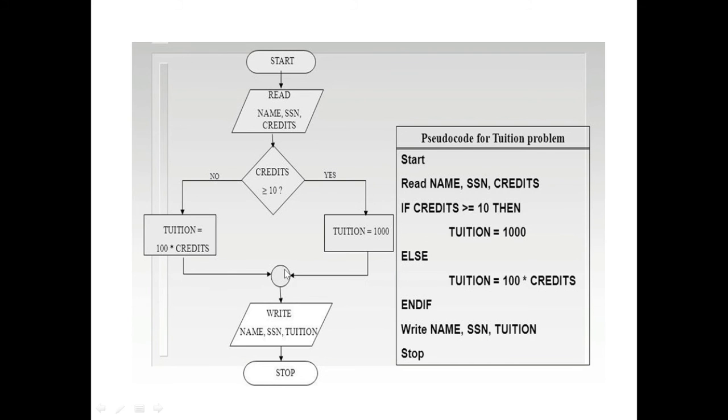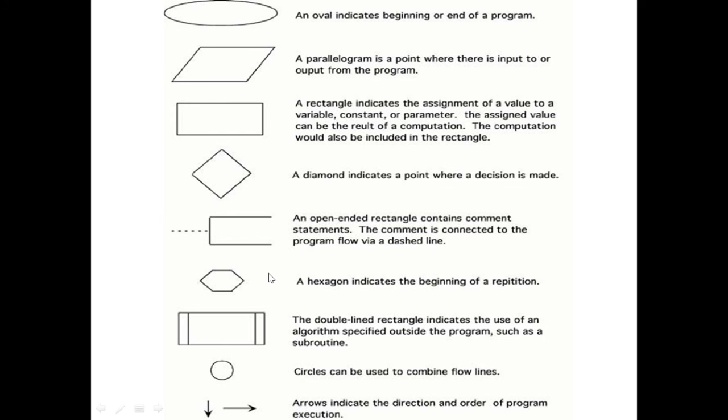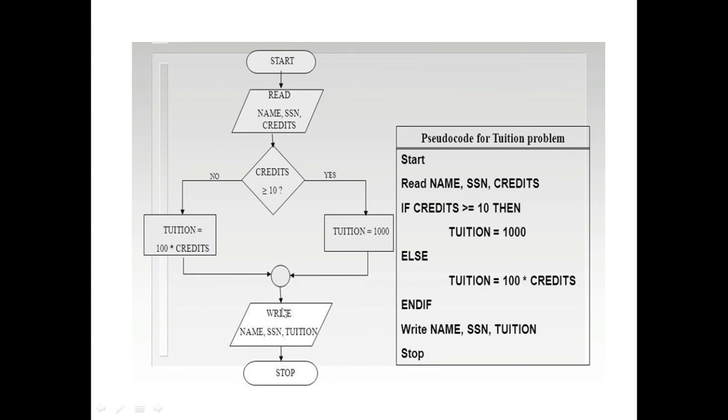And then we have reached a circular block, which is just a summation of the courses of action. This is just, let's say, like a traffic signal. If you have gone through this way, you will be allowed. If you have gone through this way, you will be allowed. So there's no ultimate significance there. Circles can be used to combine the flow lines. That is it. Okay. Now the last one.